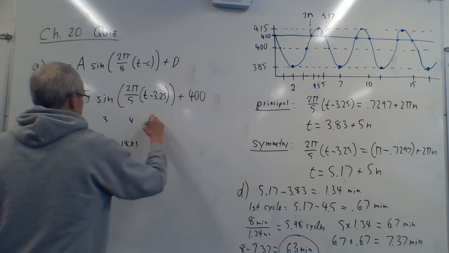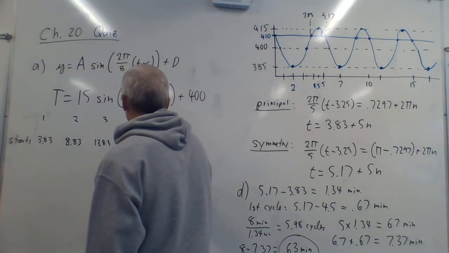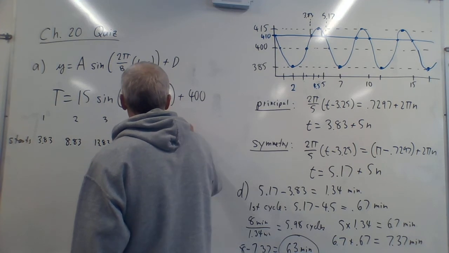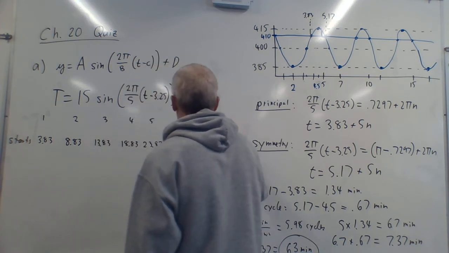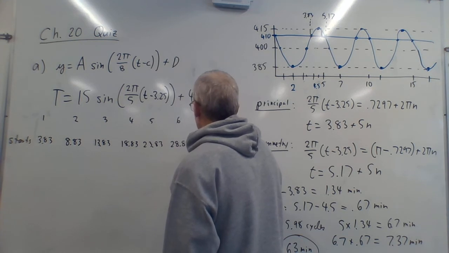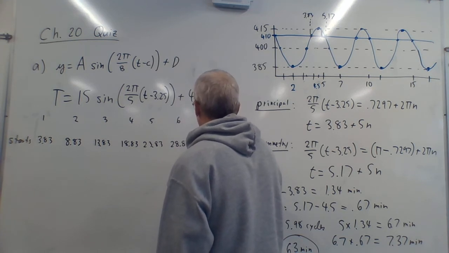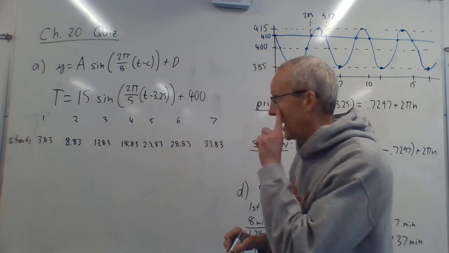I'm going to run out of room. And the fifth one, 23.83, sixth one, 28.83, seventh one, 33.83. Okay, let's check now.